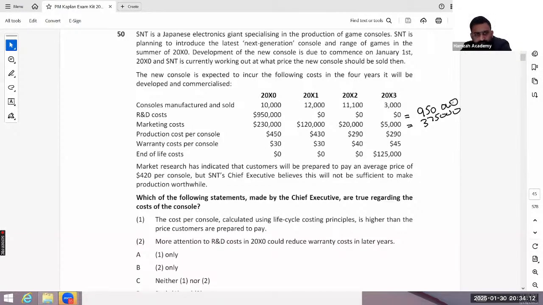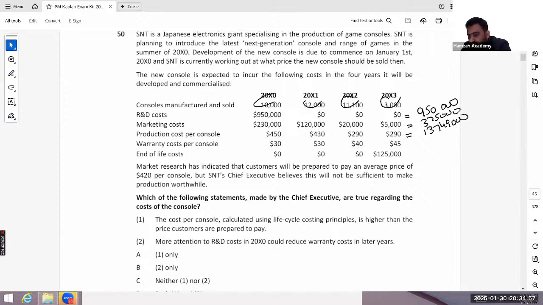10,000 into 450 plus 12,000 into 430. Then 11,100 into 290 and 290 into 3,000. I multiply the units to the cost per unit of production. And if you sum up the total cost, it will be 13,749,000. 13.74 million will be the total production cost.